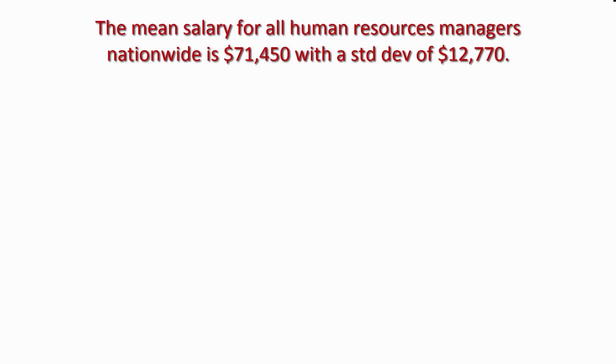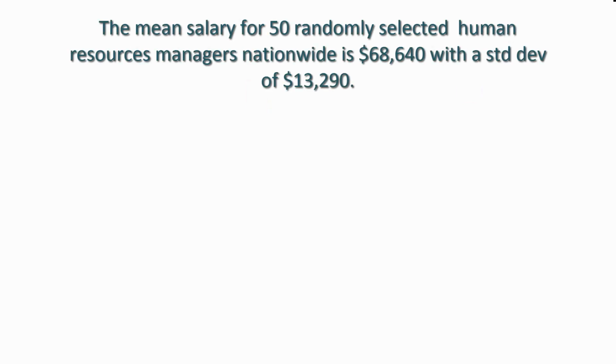Suppose that we were told that the mean salary for all human resources managers nationwide is $71,450 with this standard deviation. These sound to most people like statistics, but since we were told that these were for the entire population, these are actually parameters. Suppose instead that a random sample of 50 human resources managers was taken nationwide, and the mean and standard deviation were 68,640 and 13,290 respectively. These are statistics because they came from a sample.